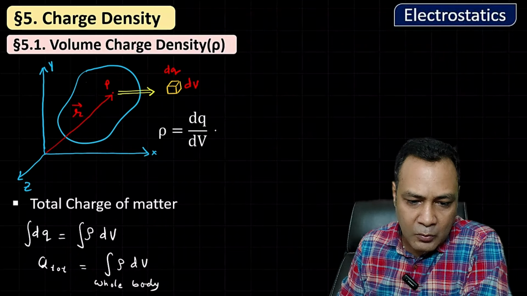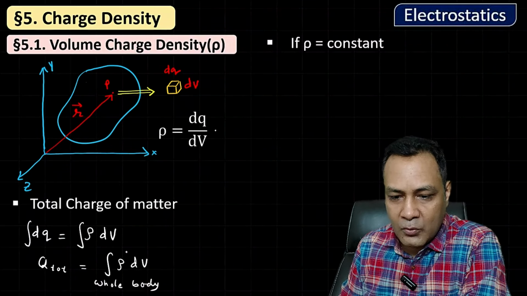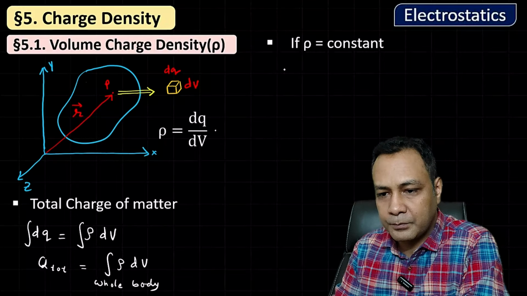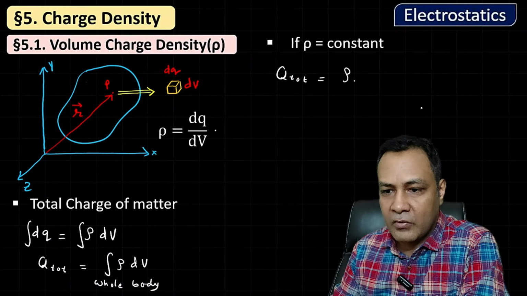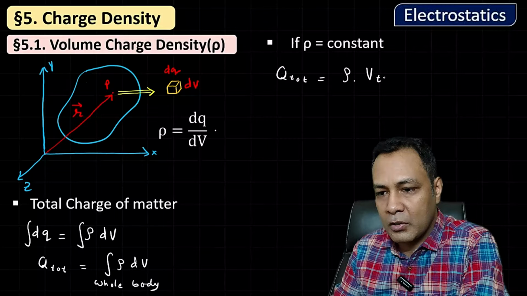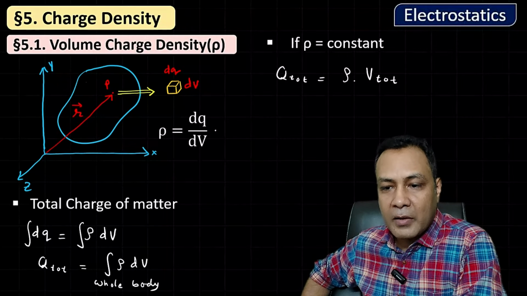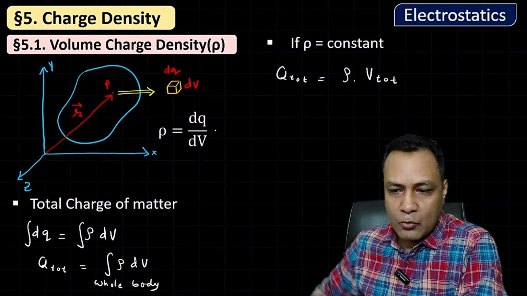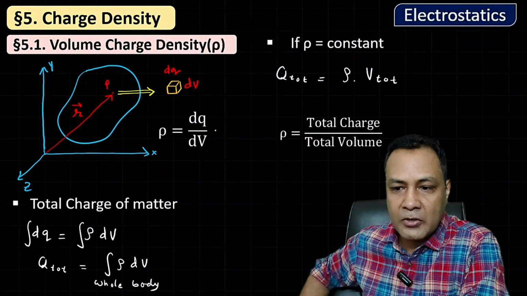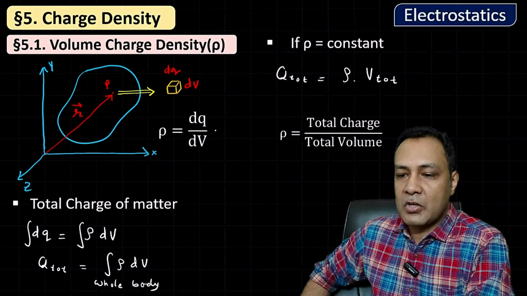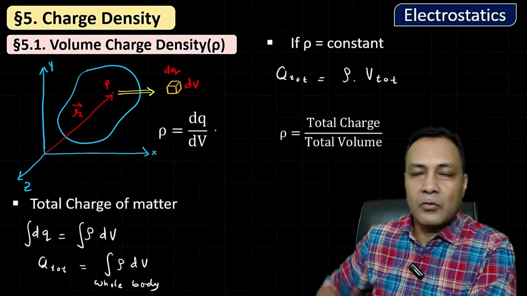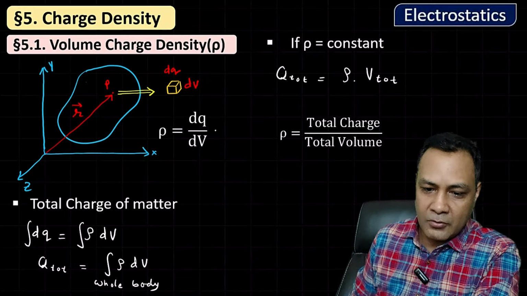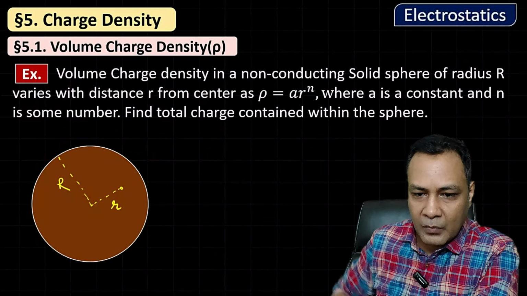And if this rho is constant, it will go outside the integration, and the integration of dV will become V total, the total volume. So I can write rho is equal to Q total by V total, meaning total charge upon total volume, and that is when the charge density is uniform. If the charge density is not uniform, we'll see how the charge varies and then integrate. So for that we have this example.